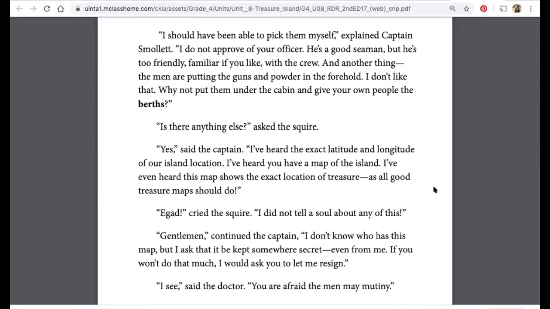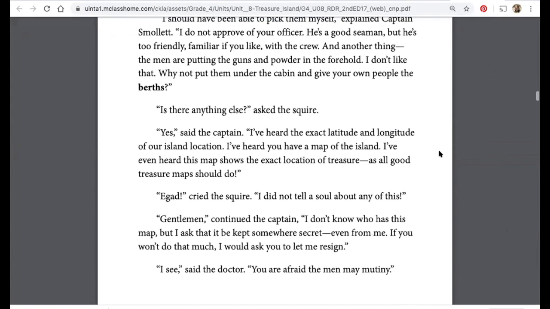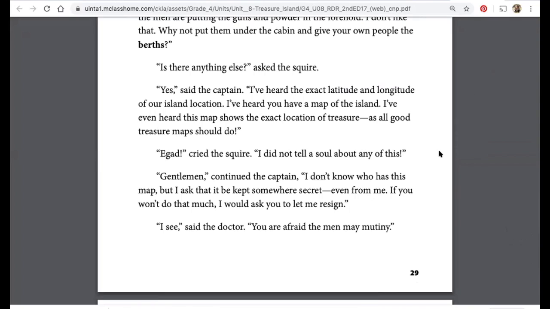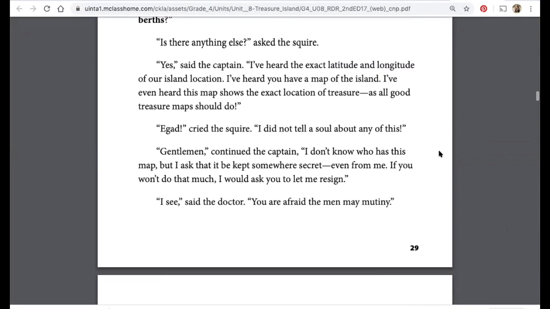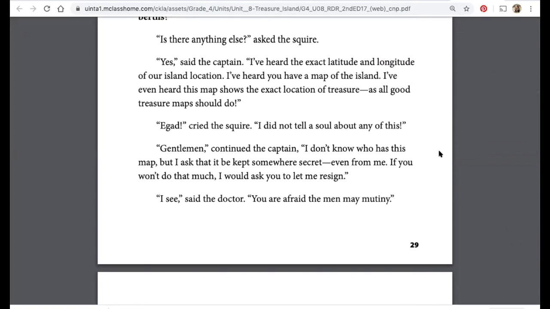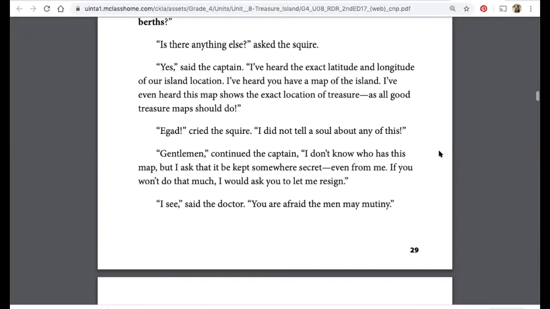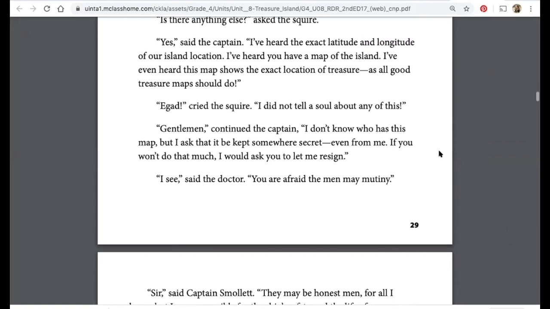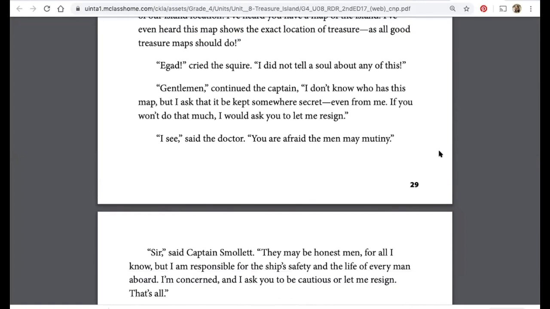I've heard the exact latitude and longitude of our island location. I've heard you have a map of the island. I've even heard this map shows the exact location of treasure, as all good treasure maps should do. Egad, cried the squire. I did not tell a soul about any of this. Gentlemen, continued the captain, I don't know who has the map, but I ask that it be kept somewhere secret, even from me. If you won't do that much, I would ask you to let me resign.